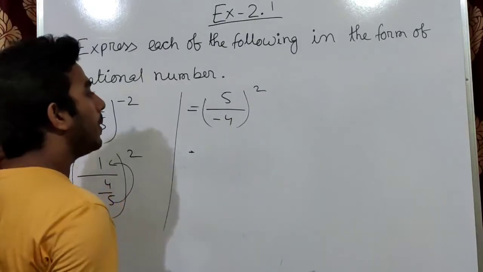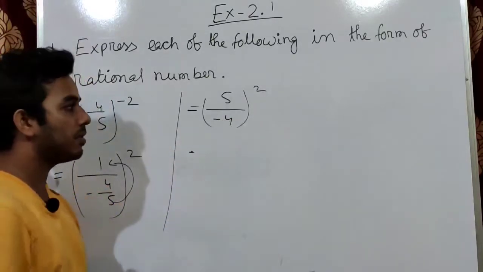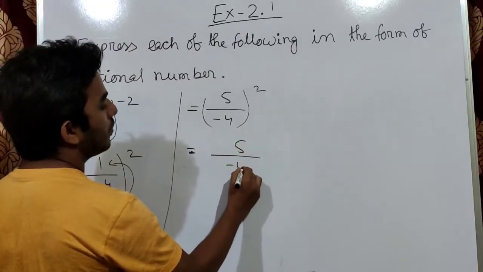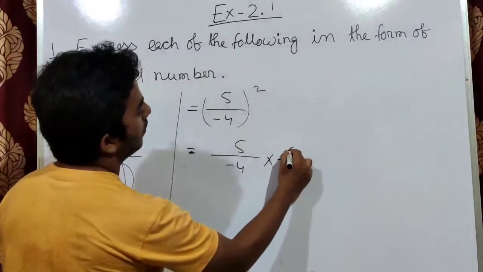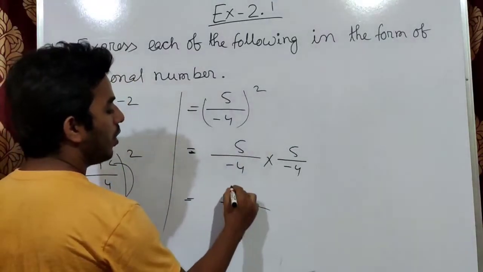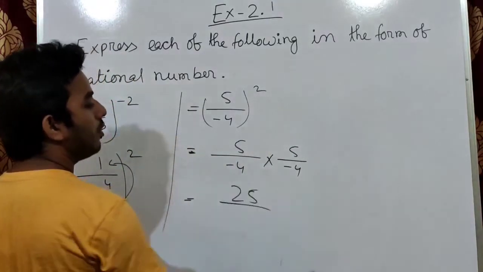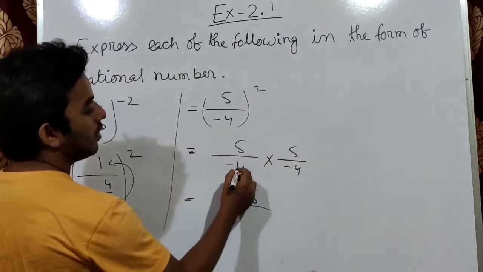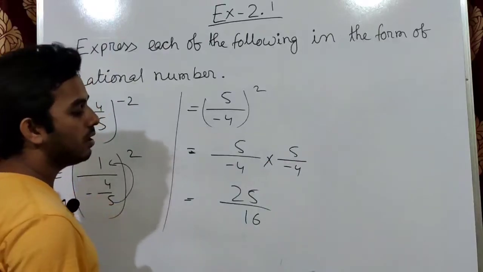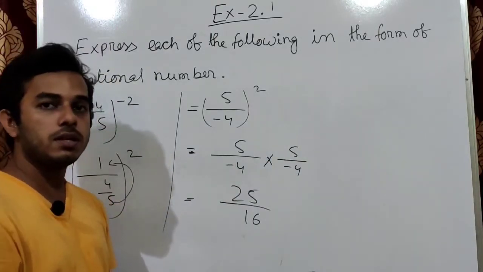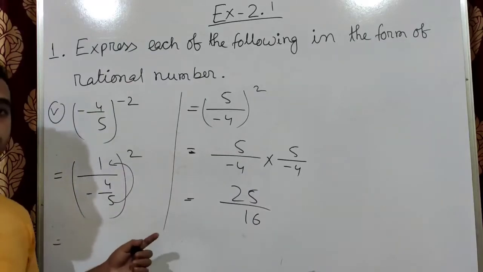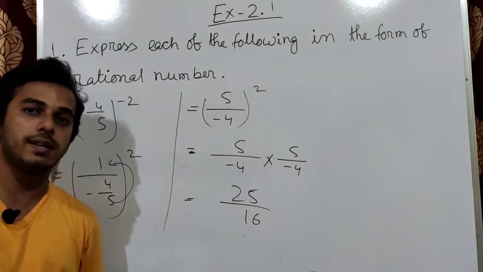Now we have to multiply 5 by minus 4 2 times. So it will be 5 by minus 4 into 5 by minus 4. So 5 into 5 is 25, and minus 4 into minus 4 is, 4 into 4 is how much? 16. Then minus minus, it will be plus. So our required answer is 25 by 16. Okay. So this was our first question. Now let us move to our second.